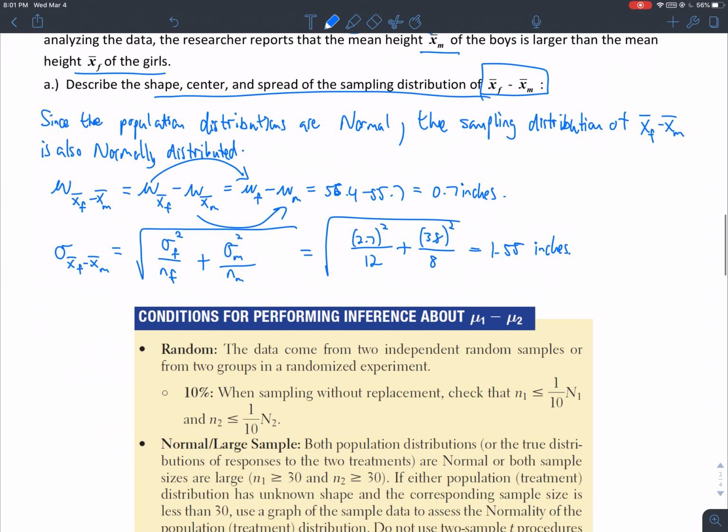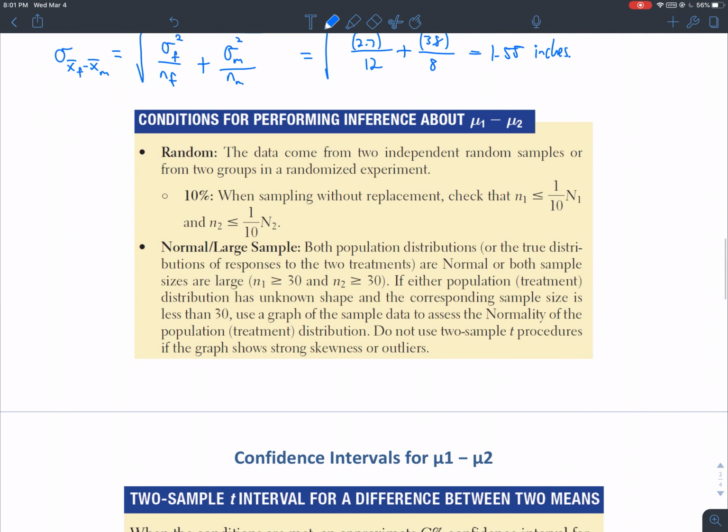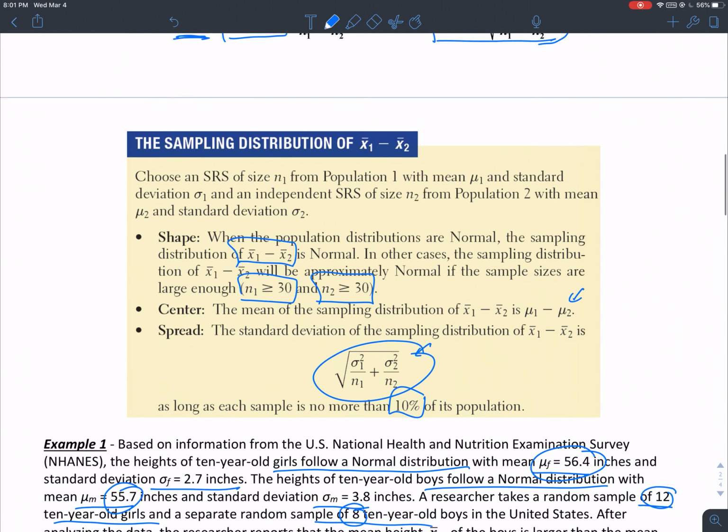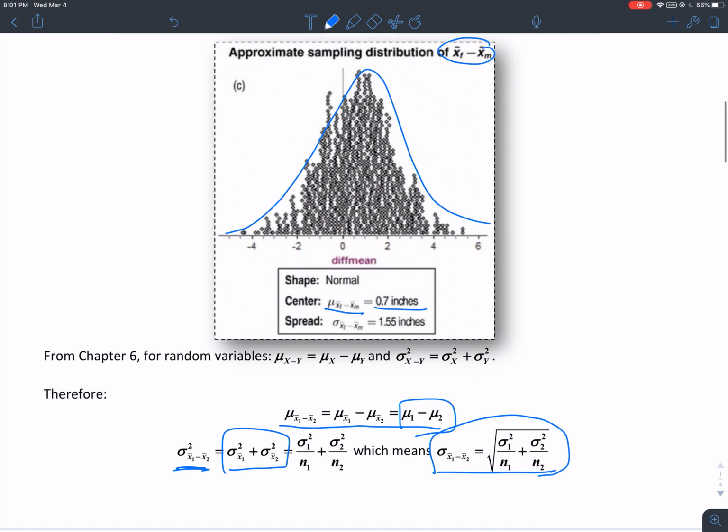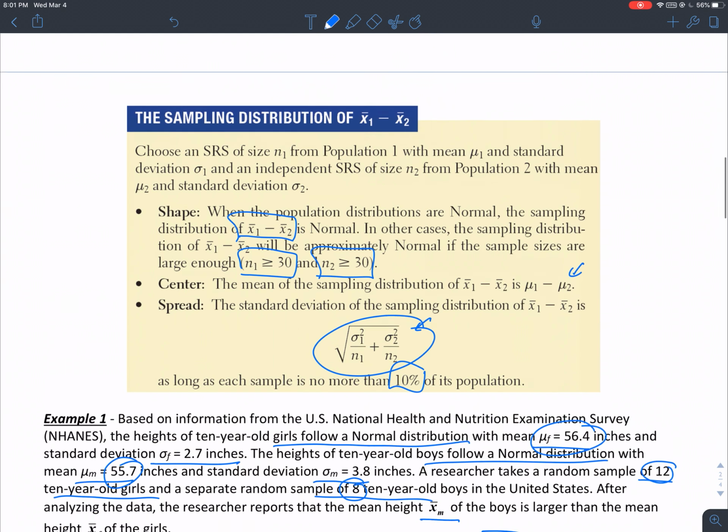Okay, so now that we understand the sampling distribution, we want to be able to use this to build confidence intervals. Of course, why not? We want to do inference. We want to do confidence intervals and hypothesis tests, so we can derive some meaning from subtracting two means.